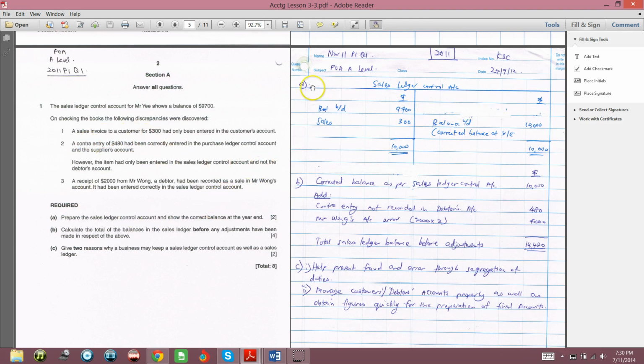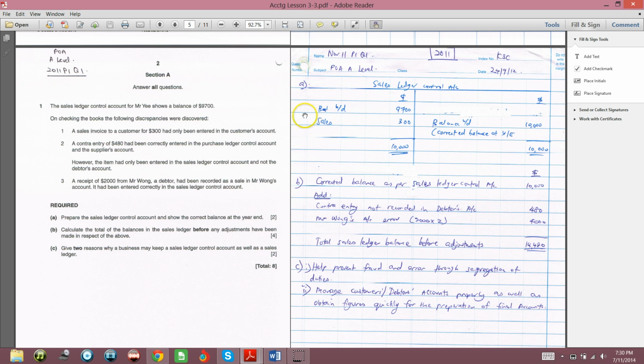Now I'm very clear that I'm doing this debtors control account. Sales ledger control account means debtors control account. Without thinking too much, the sales ledger control account shows a balance of 9,700. Now it says prepare a sales ledger control account and show the correct balance at the year end.